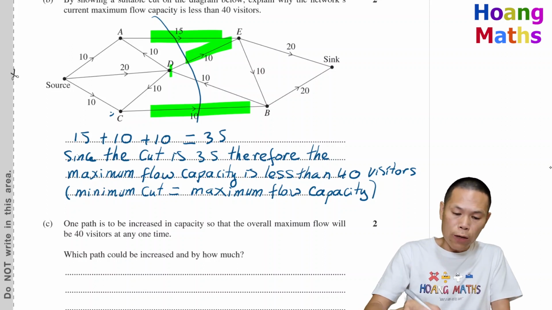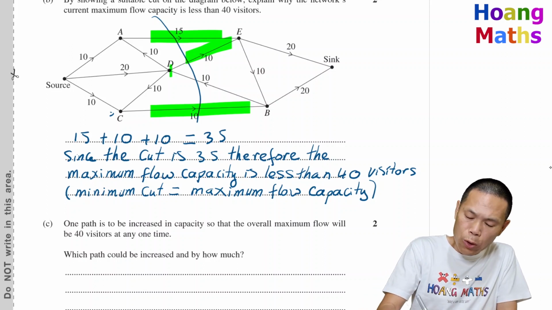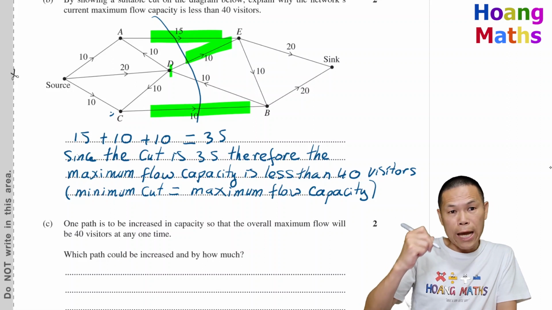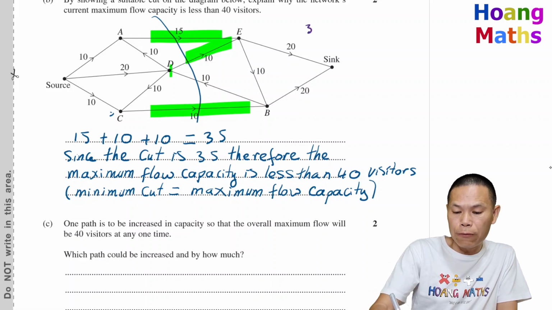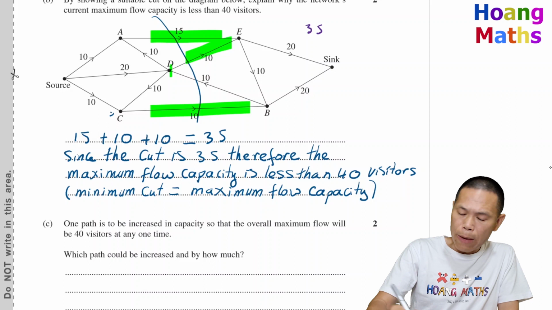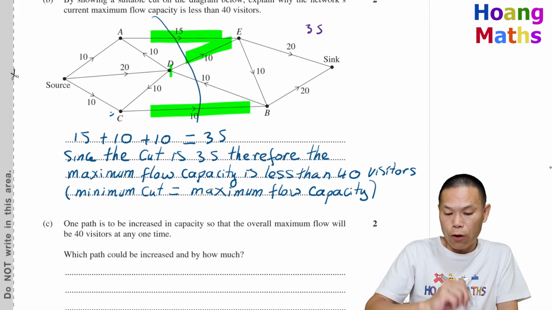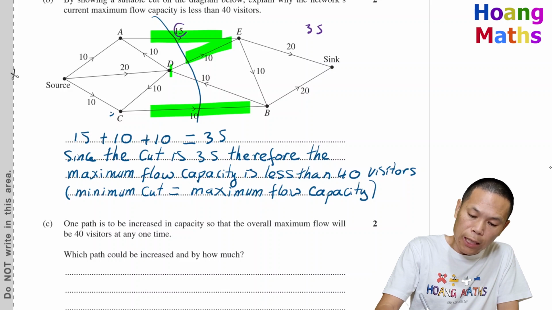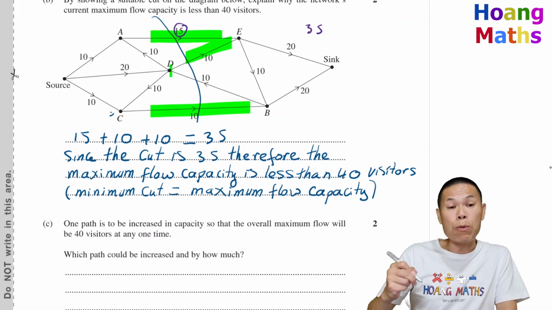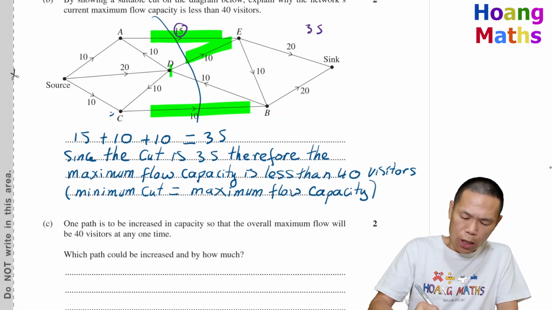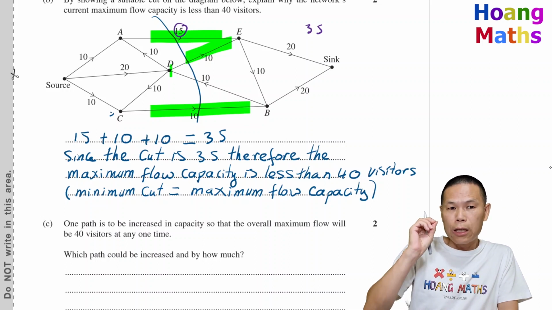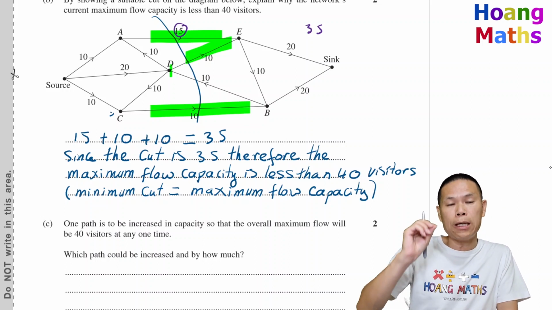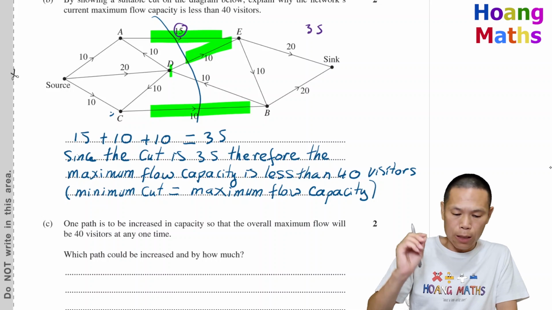First of all, we want to increase to 40. At the moment, we have 35 flow, so 35 visitors, if you like, from the source to the sink. Keep that in mind. To increase this, we can increase this by 5, so that will become 20. Let's see if it works. We need to note that the inflow must be equal to outflow. Okay, keep that in mind.